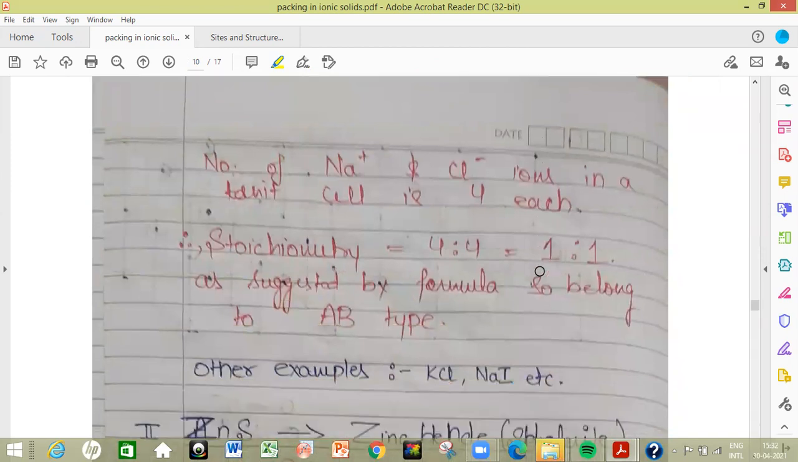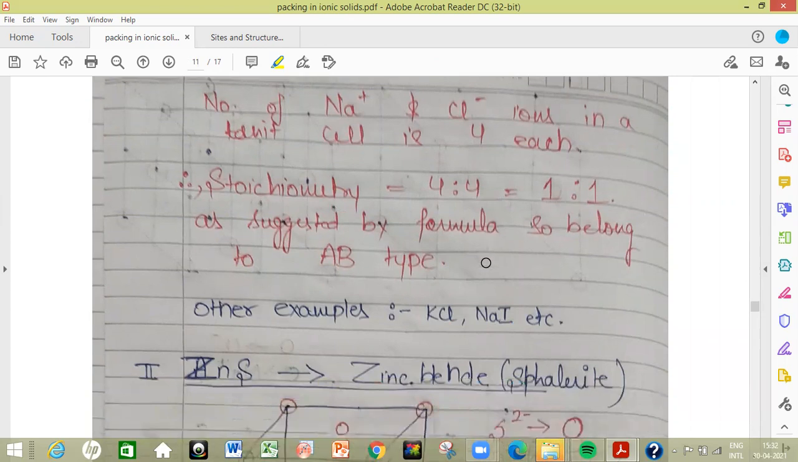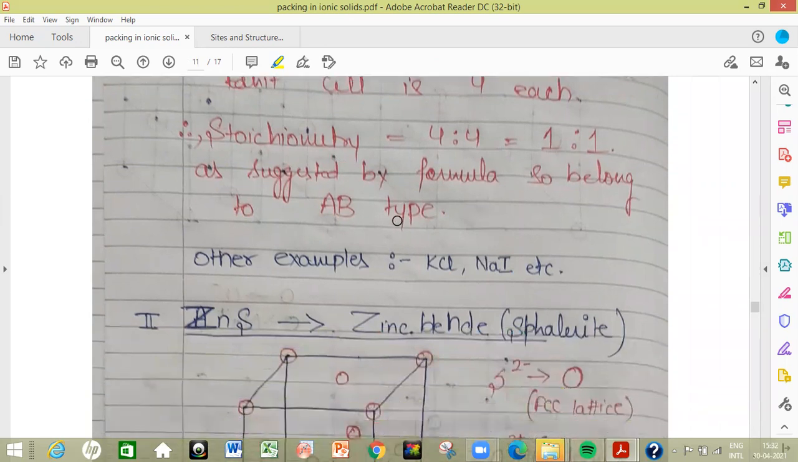So do not get confused between the stoichiometric ratio and the coordination ratio. They are two different terms. Coordination ratio comes from the coordination number, and stoichiometric ratio comes from the number of ions actually present in the unit cell. So this is how the AB type of formula is justified.